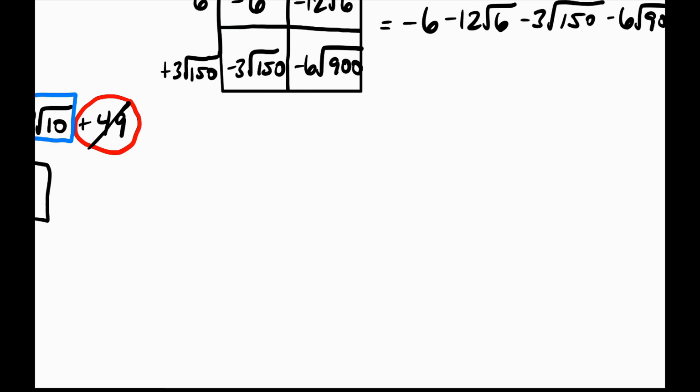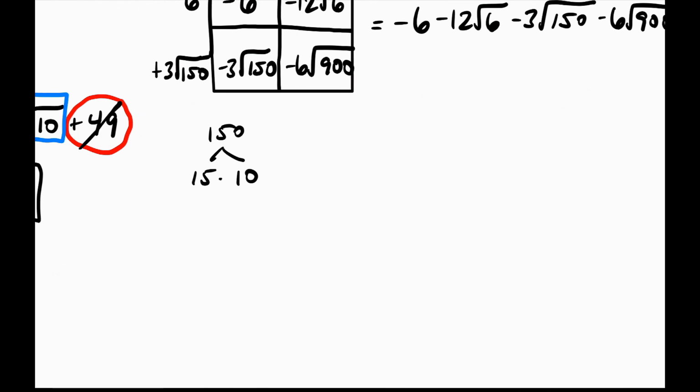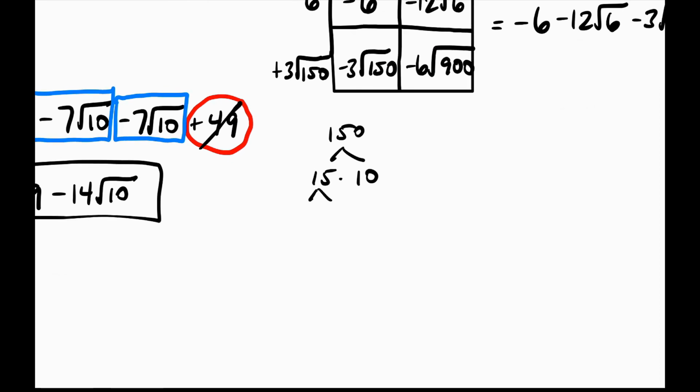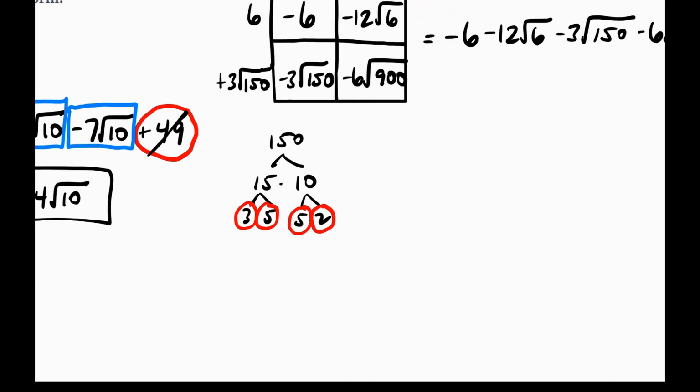Okay, so I'm going to do that over here. 150 breaks down to 15 times 10, or 6 times 25. Okay, break this down. So 15 is 3 times 5. 10 is 5 times 2. So it turns out 150 does have a pair of 5s.